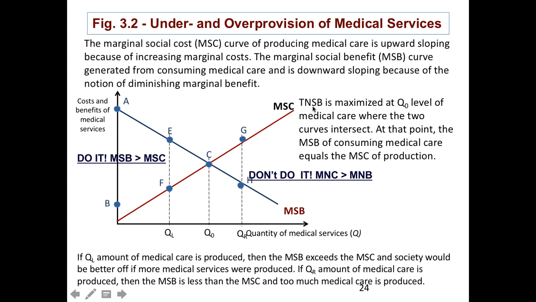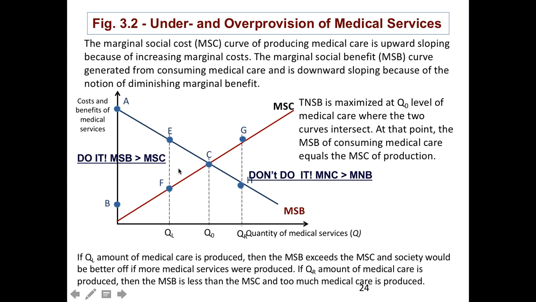Total net social benefit is maximized at the Q naught level of medical care, where the two curves intersect. At this point is the maximum level of total net social benefit.